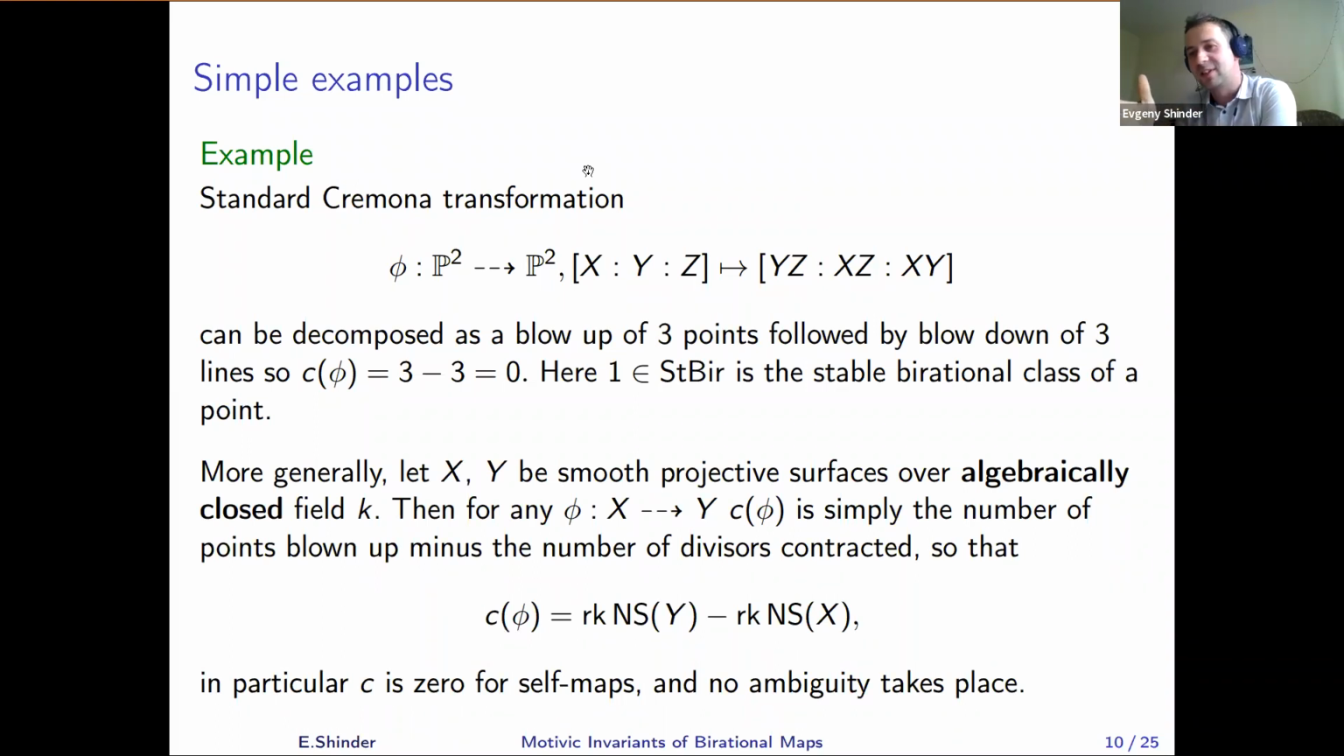When we count divisors created minus divisors contracted, or the other way around, we essentially, in this case, look at the difference in the Néron-Severi group. So if you blow up a point, the Néron-Severi group goes up by 1, and if you contract a P1, Néron-Severi goes down by 1. So from here, decomposing these maps into blowups and blowdowns, it's easy to see that the invariant is always the difference of the two ranks of the Néron-Severi, and nothing interesting happens. In particular, for self maps in this context over closed fields, we get a 0 invariant. So whatever goes up should go down.